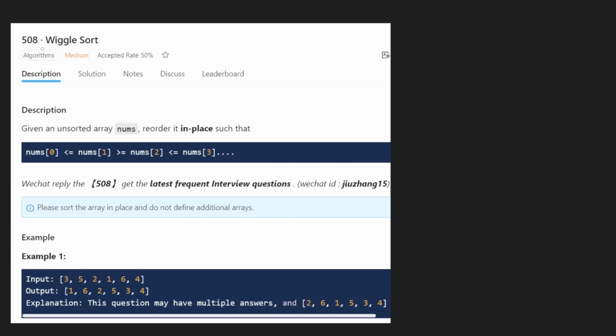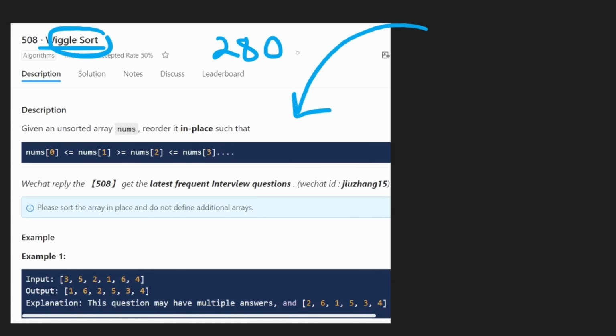So today let's solve the problem wiggle sort. And if you're wondering that this is kind of a different UI, you're right, this is not actually on Leetcode. Wiggle sort is problem 280 on Leetcode, but it's a premium problem. But there's a way to solve premium problems for free sometimes on other sites.